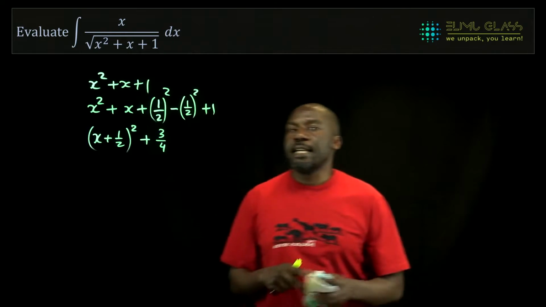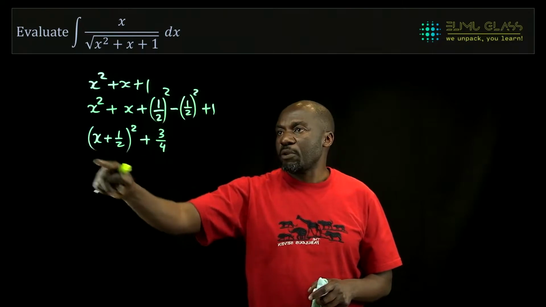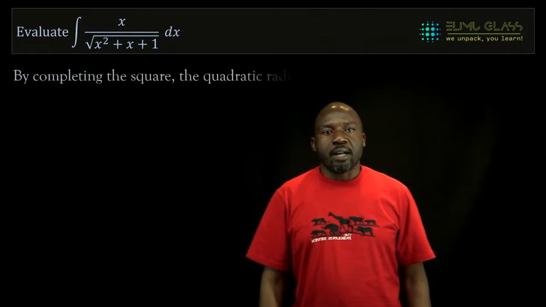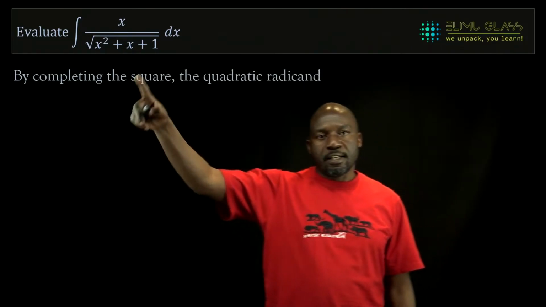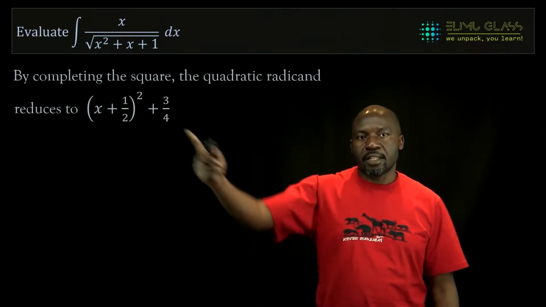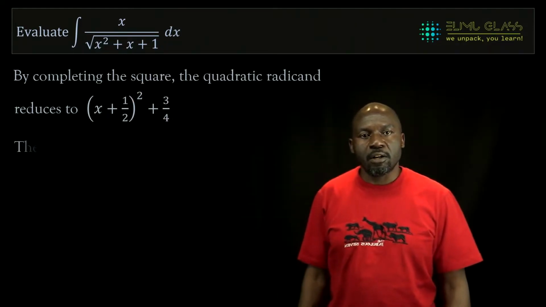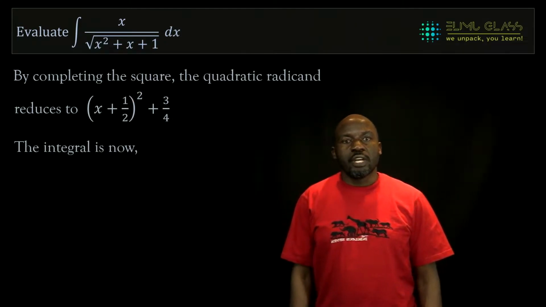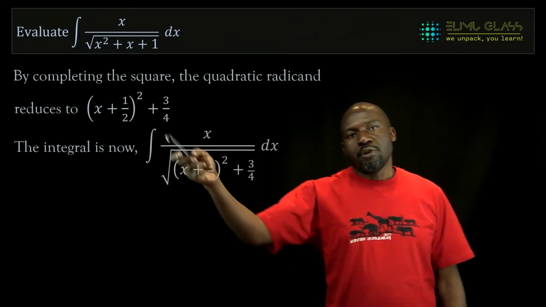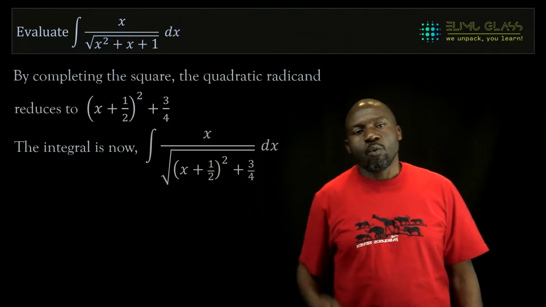We are now going to remove that function there, and in its place we are going to put this, because they mean the same. All right, let's do that now. By completing the square, the quadratic radicand is going to reduce to that. So that's the calculation we've just done. Then we're going to replace that in the integrand. So the integral now becomes that. The numerator is still there. We have a dx here, but in the denominator we now have that expression.